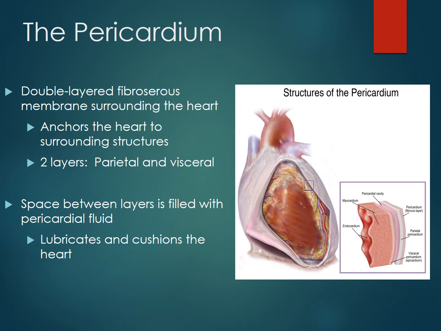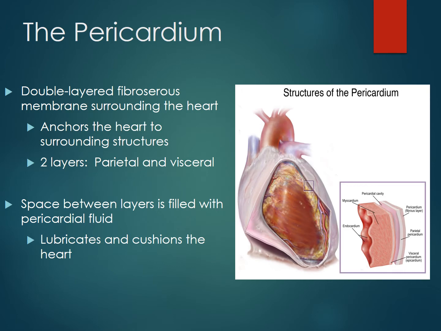Okay, the pericardium is a double-layered fibrous membrane surrounding the heart. Okay, there's two layers. There's the parietal and the visceral. And we're going to need to know the pericardium because we're going to look at different aspects like pericarditis. Now, if you don't know exactly what the pericardium is, or that it's two different layers, then you're not going to quite understand what goes on with pericarditis.